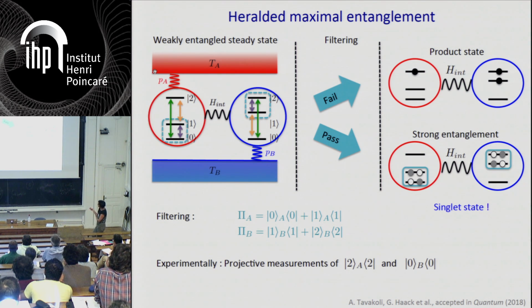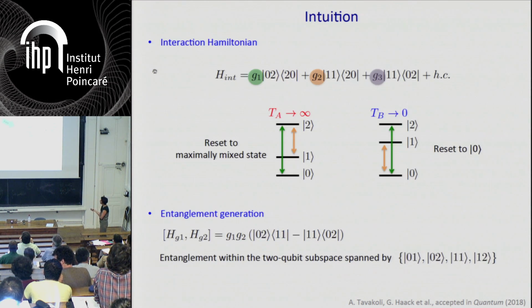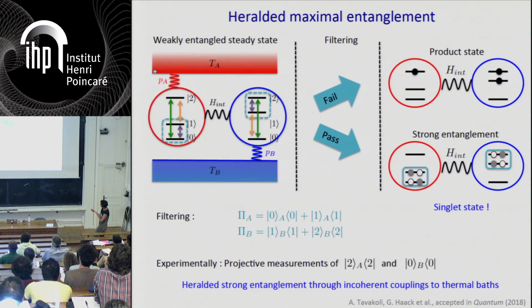So let me detail a bit. This is why we call this heralded strong entanglement, because we know that if this filtering step was successful, then we have strong entanglement. Why does it work? Maybe just mention that here we have the singlet state in the limit where TA is infinite and TB is equal to 0. So we have the maximal gradient.